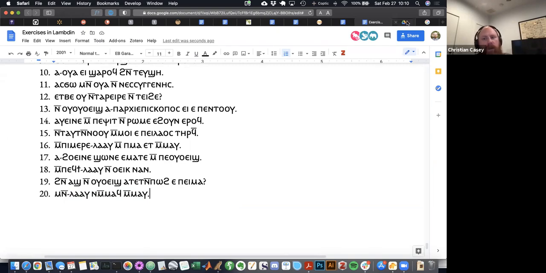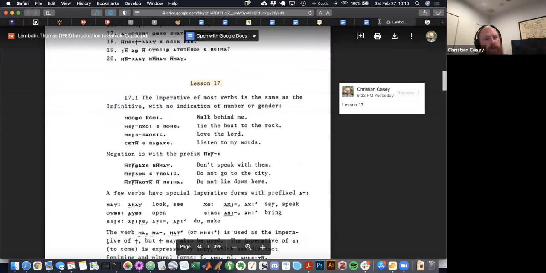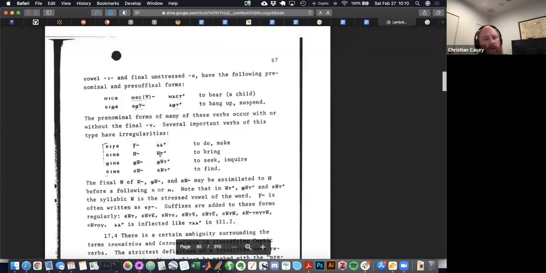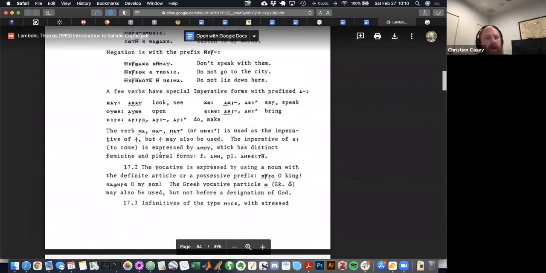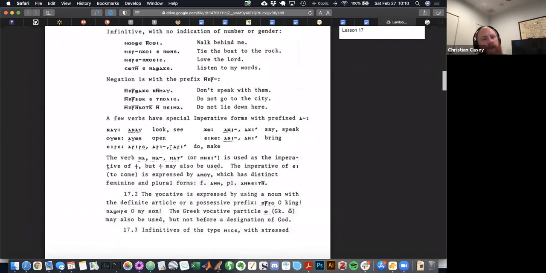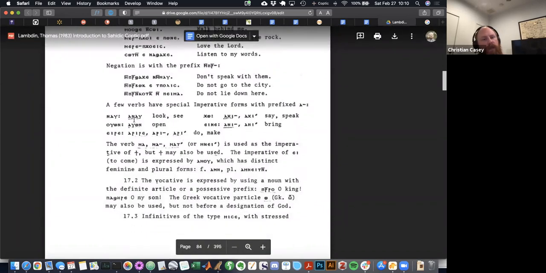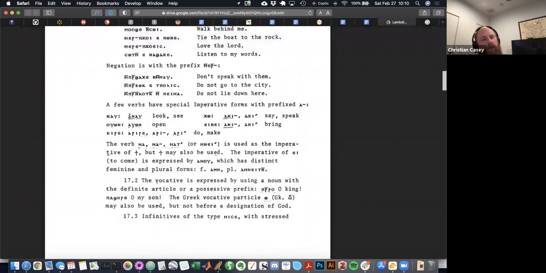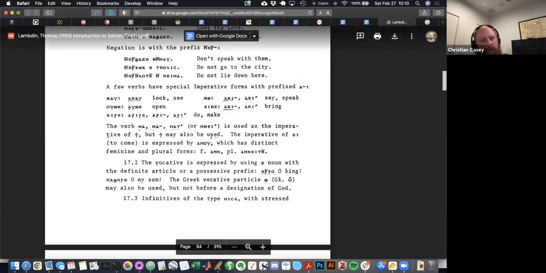Okay. And then really quickly, quite fortunately in this case, there's almost nothing in this chapter. Lambdin talks about imperatives, and he mentions this really fun thing, which is that some imperatives have what is called the prothetic aleph, or prothetic alpha in the case of Coptic, a little ah at the beginning of the imperative. So nau means to see, and anau means look. Won means open. Awon is the imperative, open.